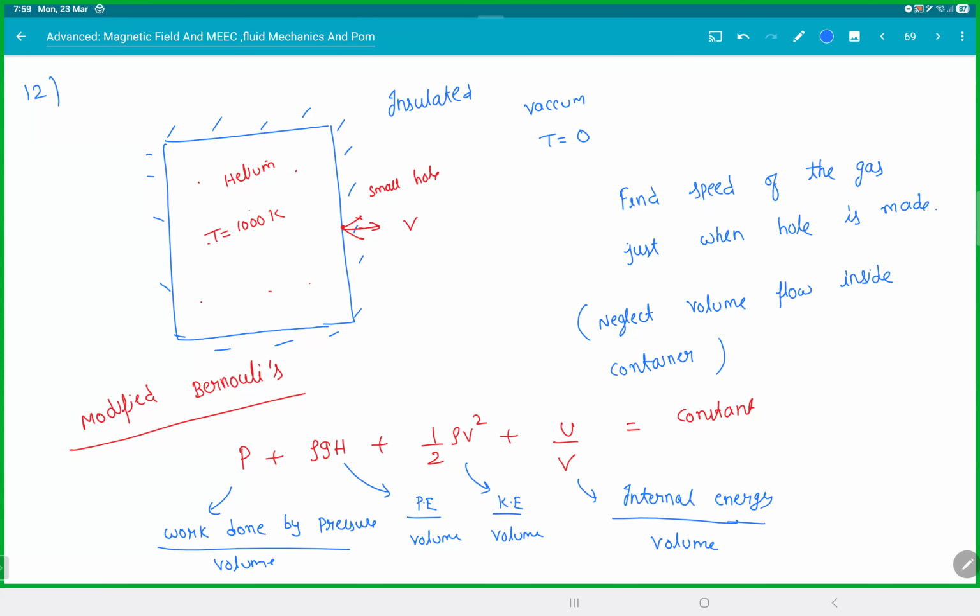So how do we do this? I don't remember the answer that we have. Let's see. So that is a catch there. Since the gas is leaking out and the temperature goes from 1000 to 0 Kelvin, what happens to the internal energy of the gas? That also must have gone into something. So Bernoulli's equation now will have 4 terms. So this is your modified Bernoulli's equation. Fluid mechanics and thermodynamics.